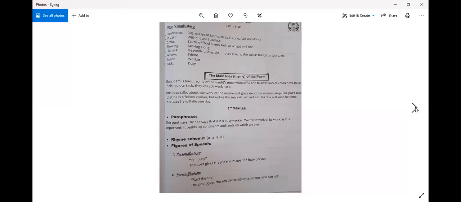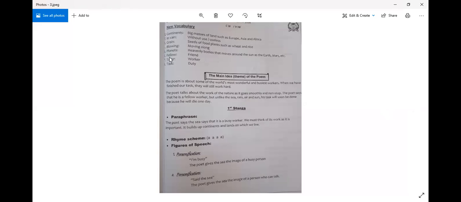Those new vocabulary, we have continents. We said it's big masses of land such as Europe, Asia, and Africa. We have the word in vain. It means useless or without use, or it's not useful. We have the word grain, the seeds like wheat and rice. We have blowing, a mean for the air or the wind moving along. The word planets, like the earth, it's a planet.